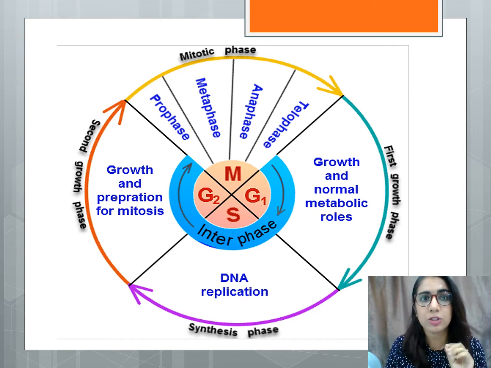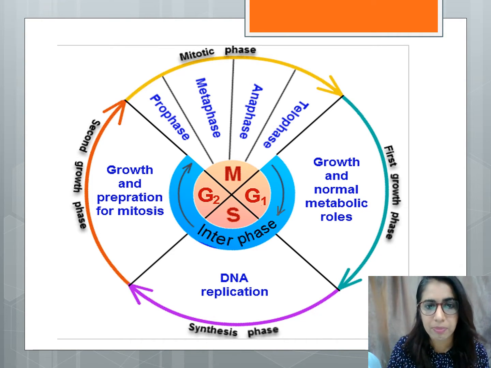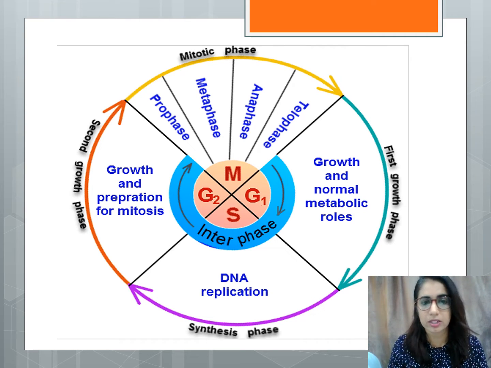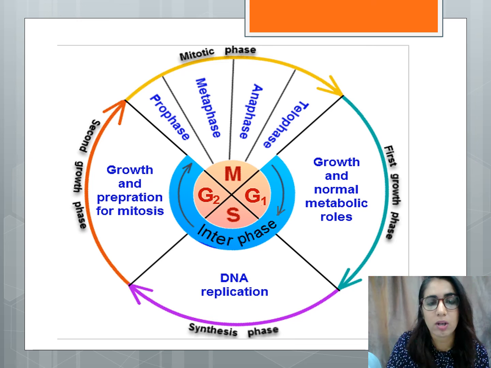The first growth phase, G1 or gap 1, is where growth and normal metabolic roles happen. This is all under the interphase. Then we have the S phase, which is DNA replication, the synthesizing phase. Then we go into the second growth phase, G2, where growth and preparation for mitosis happen. Then it goes into the mitotic phase, the mitosis process, which has 4 phases: prophase, metaphase, anaphase, and telophase. All these are under the mitotic phase. Then after mitosis, we have cytokinesis.